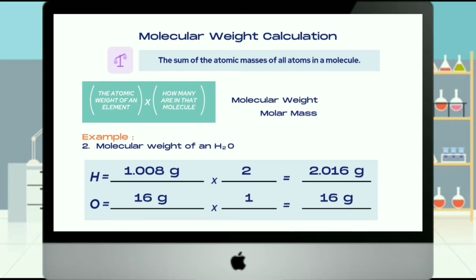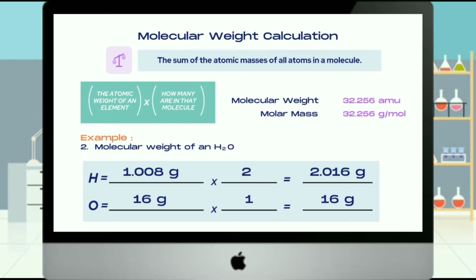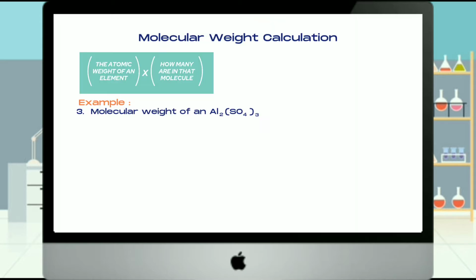2.016 grams plus 16 grams is equal to 32.256 grams. Writing the molecular weight, we have 32.256 AMU and molar mass of 32.256 grams of H2O or water. Move forward to more complicated.